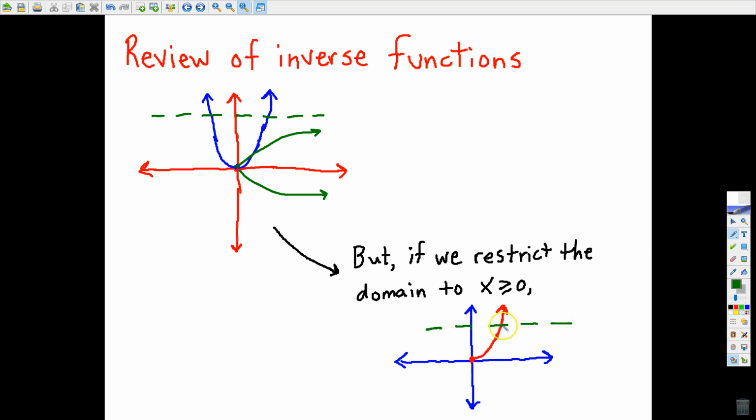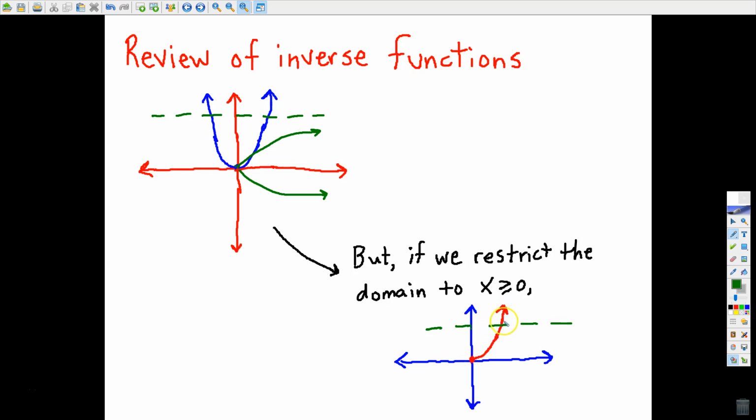The horizontal line test will give us a preview as to whether or not the inverse of this function will be a function. And I only touch one point instead of two like I did up here, so the inverse of this, since I restricted the domain, the inverse will be a function. So keep that in mind, because that's very important.